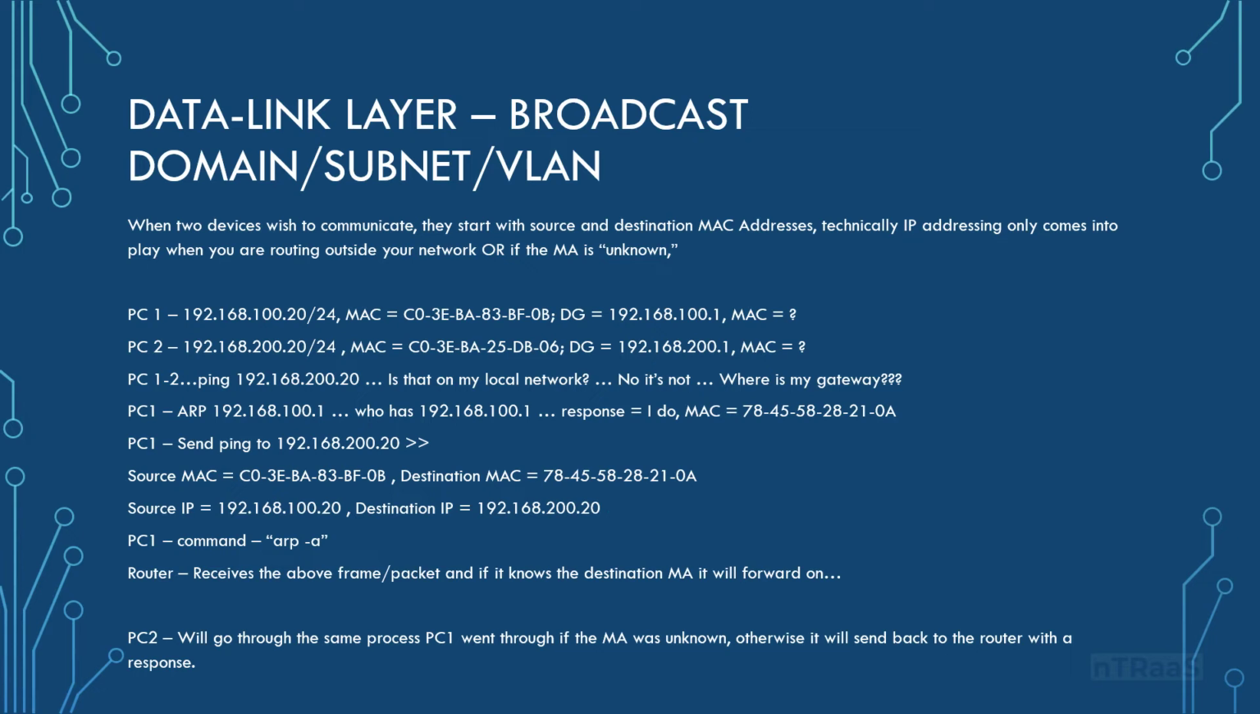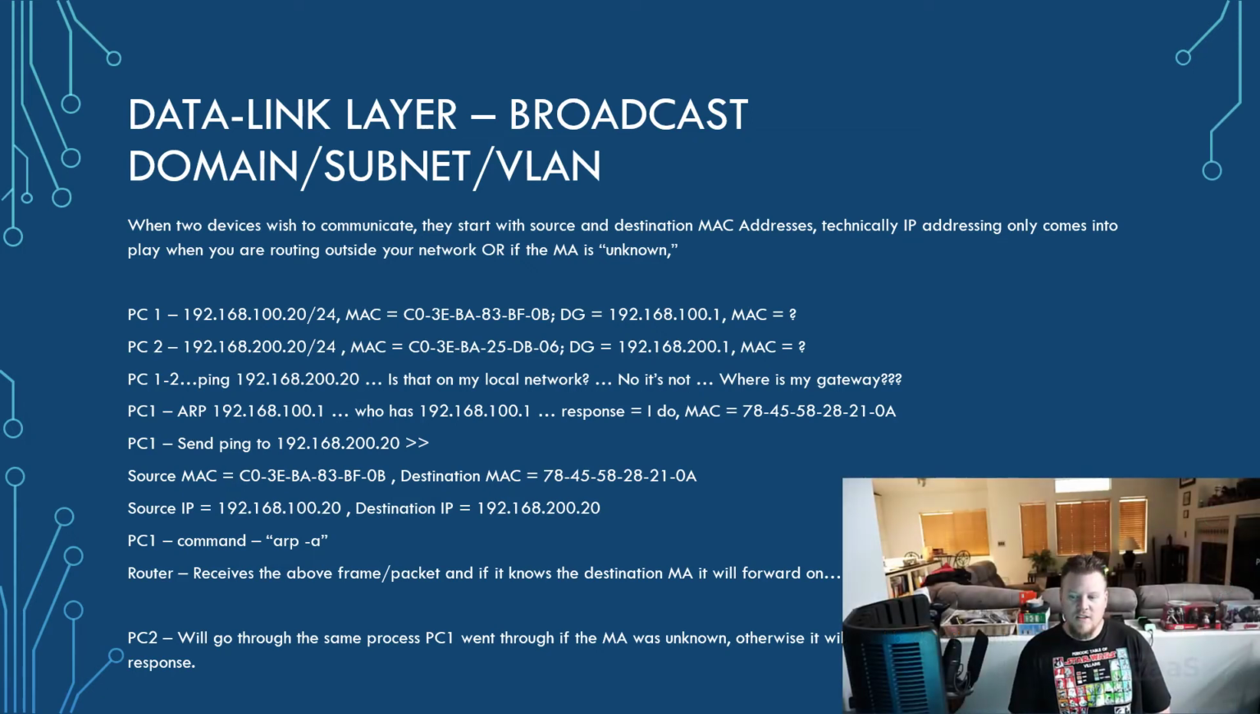If you do the command arp -a, you'll be able to see all of the ARP entries that your PC has. So once the router receives the frame and packet from above, it will know the destination MAC address and will forward it on to PC2. PC2 will then go through the same process as PC1 because, once again, the MAC address of the default gateway for PC2 is unknown and it needs to figure it out.